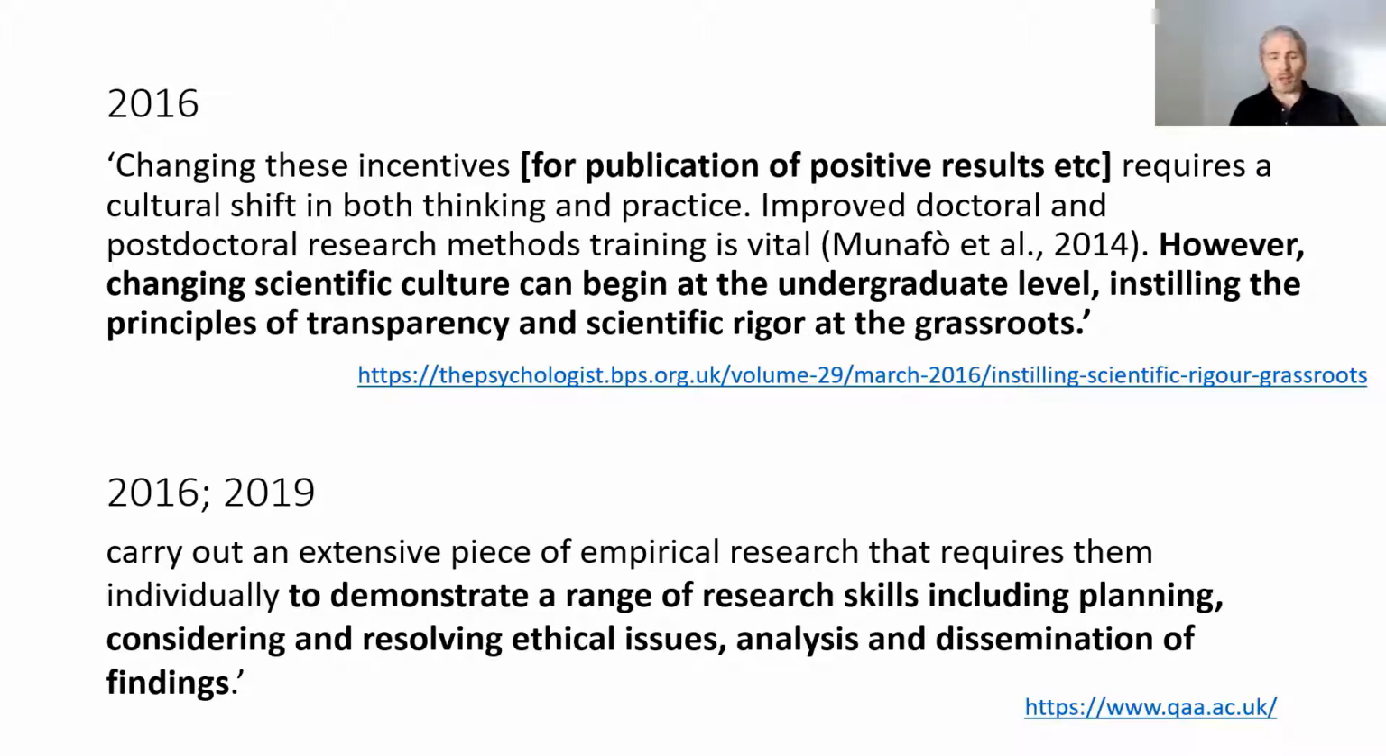So we actually think about how can we go back into undergraduate teaching and how can we change what we teach to improve the future of psychology. And then if we also think about what the QAA states our undergraduates should leave our degree with, then it says that they should be able to demonstrate a range of research skills, including planning, considering, resolving ethical issues, analysis, and dissemination of findings. And the question is really, do we actually teach our students that?